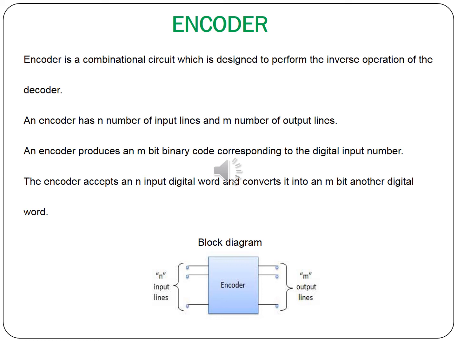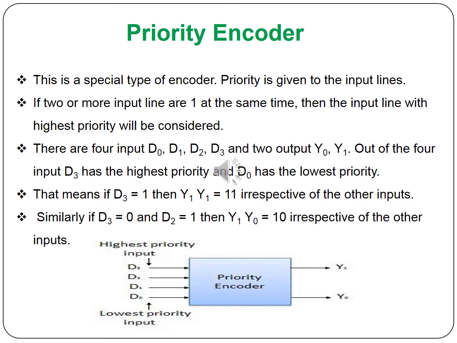So the encoder accepts an n input digital word and converts it into an m bit digital word. The encoder is also called a circuit that converts one form of digital information into another form of digital information. Another one is the priority encoder. Priority is given to the input lines, so this is also a special type of encoder. Based on the priority, the data flows to the output.